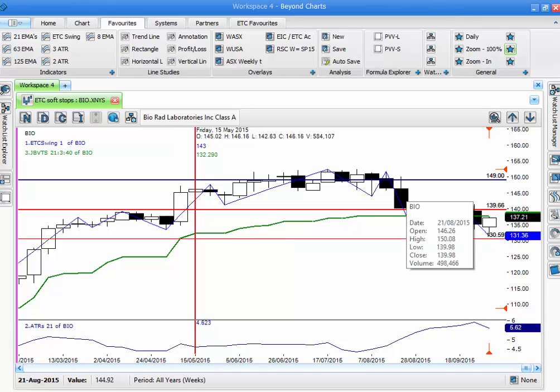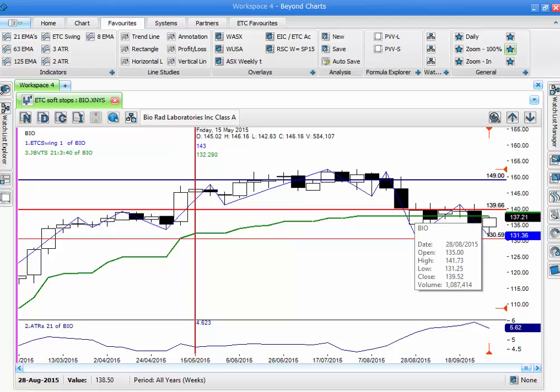Here's an example that I think probably goes to show the simple logic. We've got a stock here, BIO, with an initial 2ATR based soft stop. Price has come down and got very close to the initial stop. 139.66 is where the stop is. The low there was 139.98, so nothing to do on that particular week.